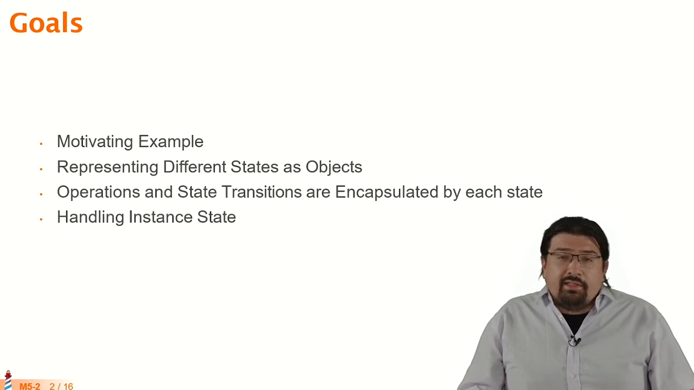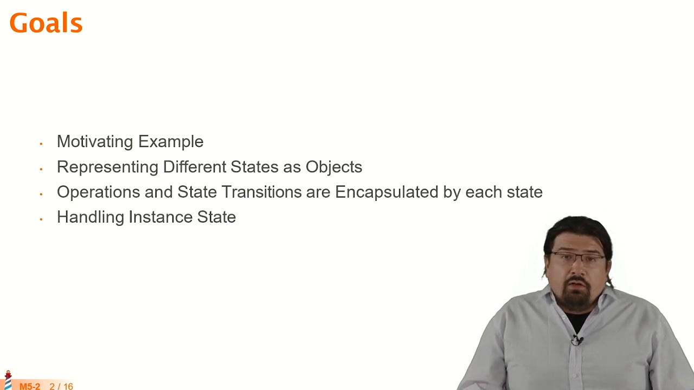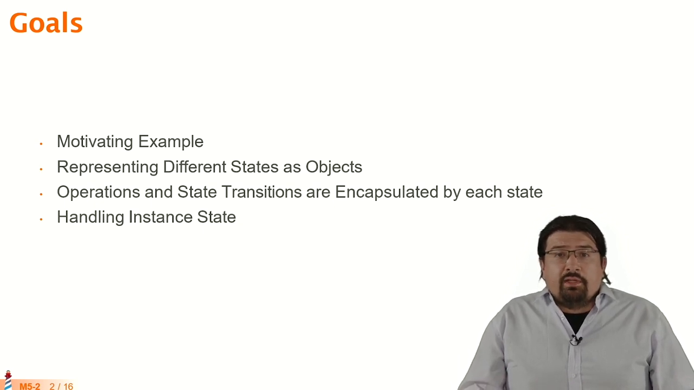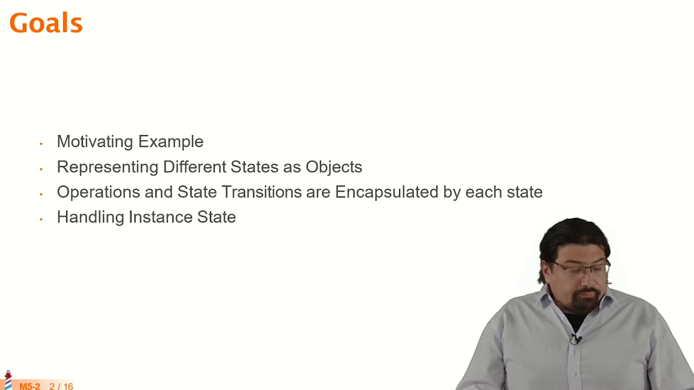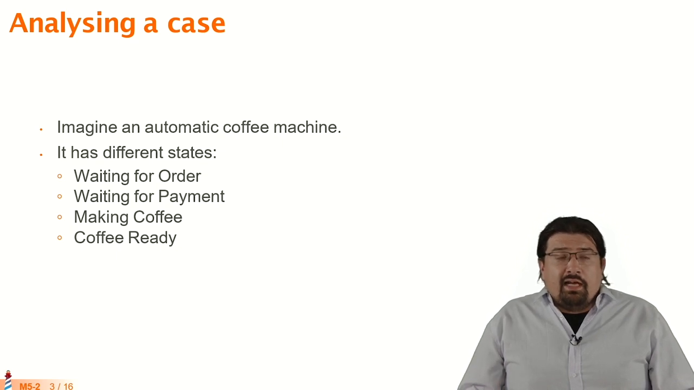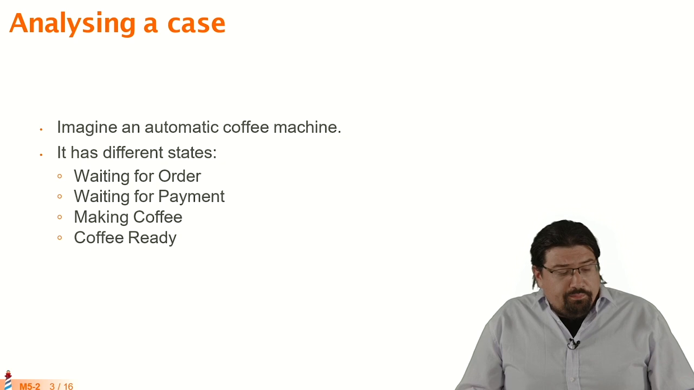We are going to represent the different states of our state machine as objects, and we are going to encapsulate in each of these objects the operations and the state transitions. Also, we are going to talk about some details of how to handle the state machine state. We are going to start by analyzing an example where we can apply this design pattern.